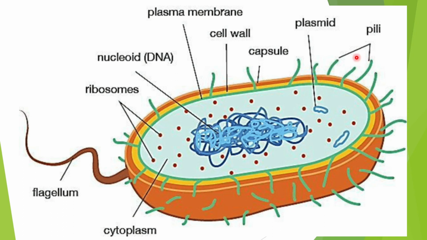Another structure is fimbriae, which is not shown in this diagram. Fimbriae are bristle-like short fibers. They are present in both gram-negative and gram-positive bacteria, but pili are present only in gram-negative bacteria. The main function of fimbriae is attachment to the host surface. So these are the important structures of the bacteria.